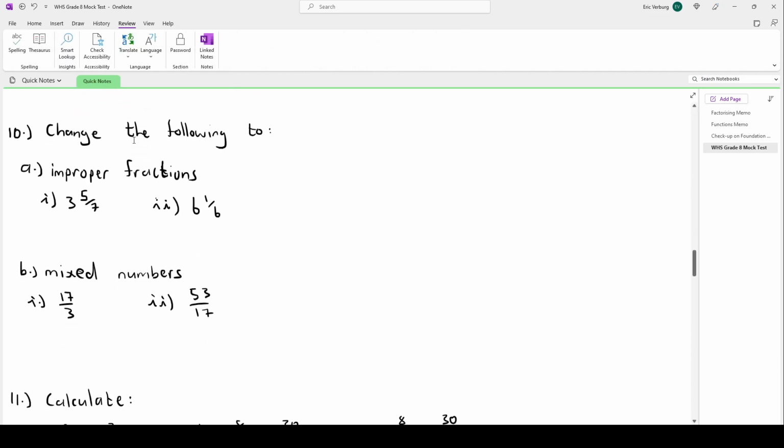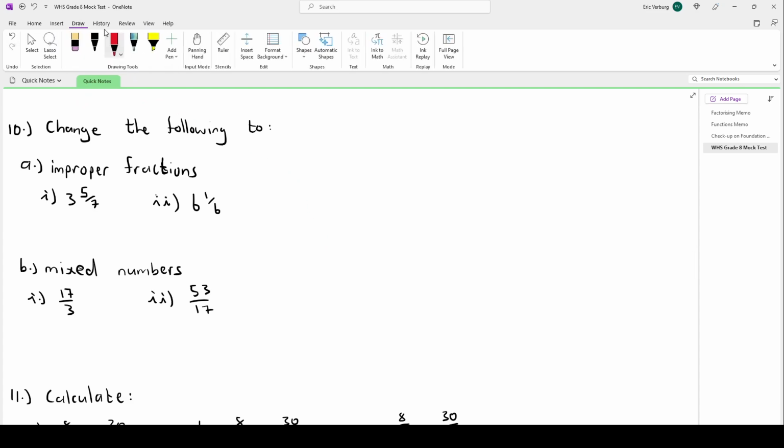Okay, question 10. Change the following to improper fractions. To change a mixed number into an improper fraction, we take the whole part, 3, times the denominator. So 3 times 7 is 21, and then we add the numerator: 21 plus 5 is 26, and the denominator is still 7. Same over here. We go 6 times 6 is 36, plus 1 is 37, and the denominator is still 6.